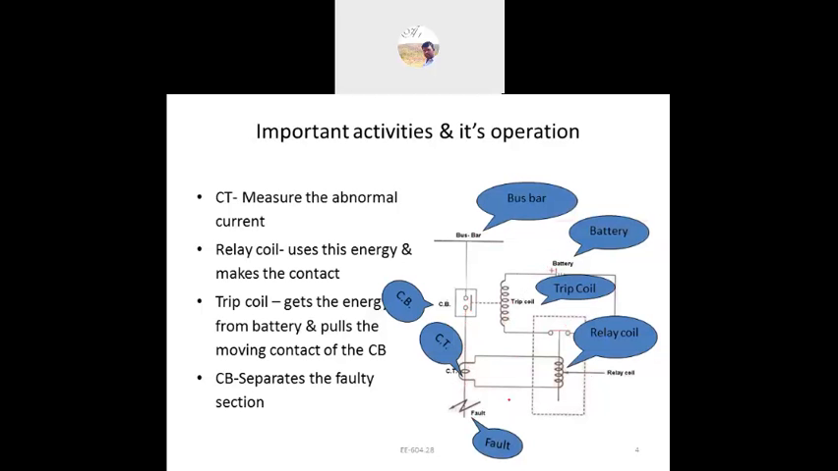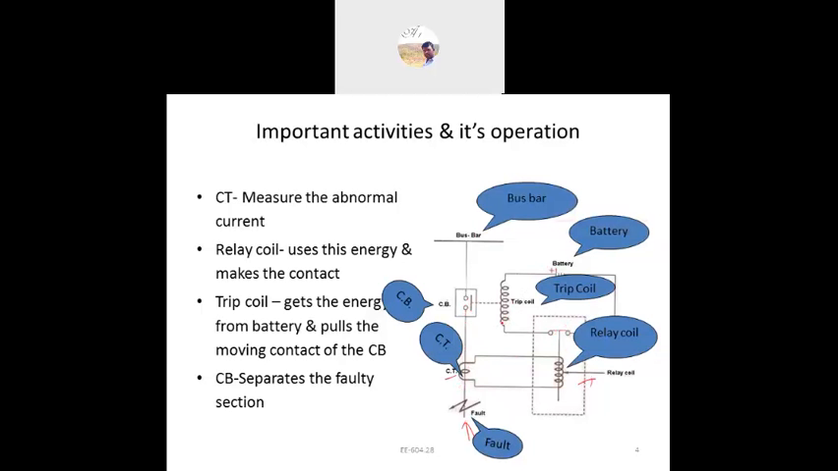And here, if the fault occurs at this point, the variation will be there in the CT. Whatever the predetermined value, that will vary in the current transformer. Then the signal is given to the relay coil. So the relay coil will operate. This is for the normal operating conditions.